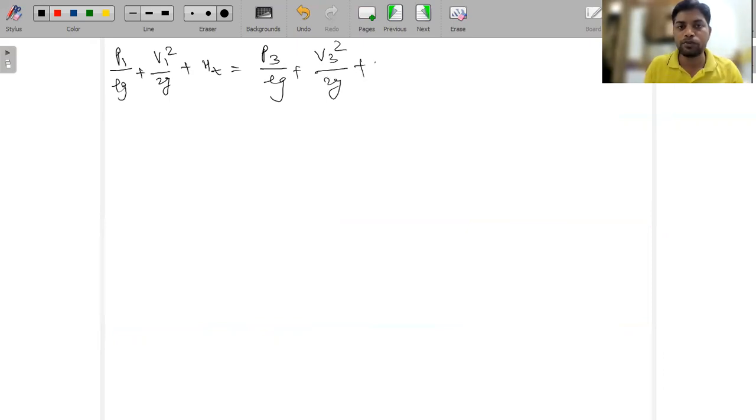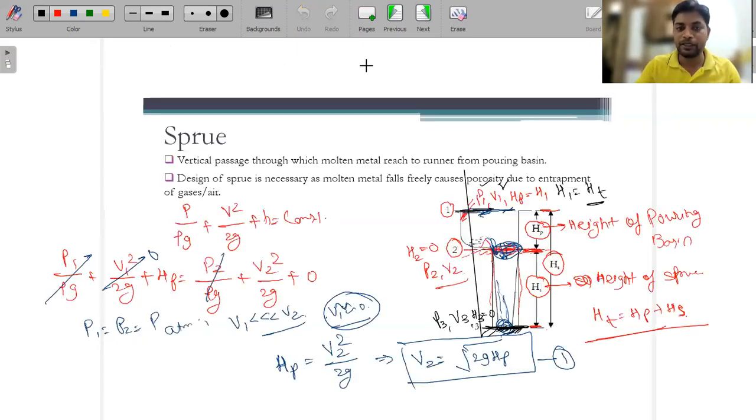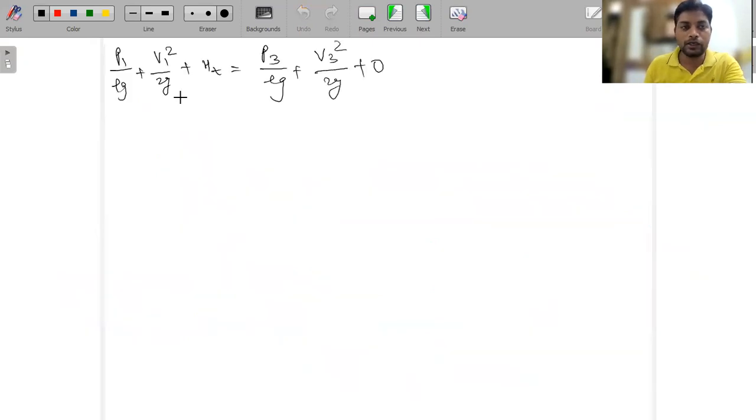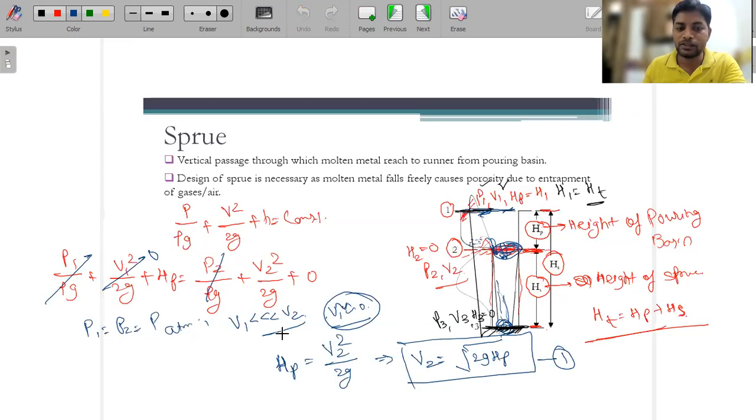H3 will be equal to 0, because the third point is at datum level only. This is at the datum level only. So again, P1 and P3 are atmospheric pressure, so these terms will be eliminated. Here we consider that this velocity is very much lesser than V2, because the cross-sectional area is decreased, so the velocity has increased.